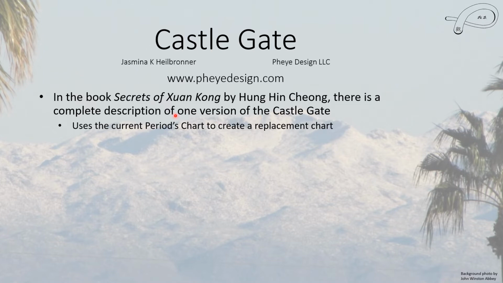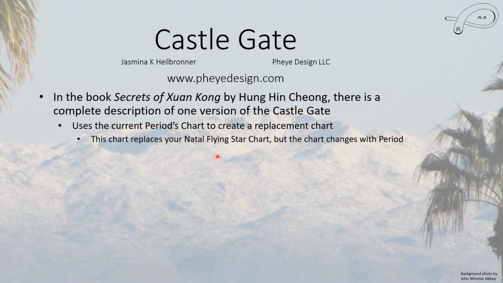There is a book entitled Secrets of Xuan Kong by Hong Hin Chung, and it has a really quite complete description and examples of one version of castlegate. But this is an unusual version, and I don't use it. And I actually don't know many masters who do, or any actually, except for maybe him. This version creates a replacement chart using the chart of the current period we're living in.